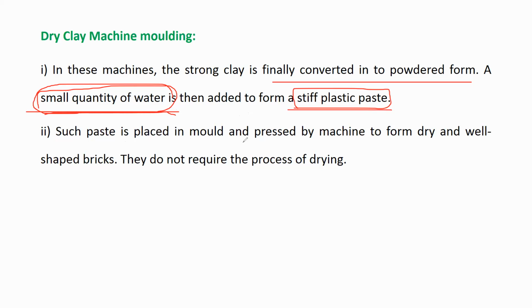Such paste is placed in the mold and pressed by machine to form dry and well-shaped bricks. They do not require the process of drying. So here, the stiff plastic paste will be placed into the mold, and then with the help of the machine, it will be pressed. Now here you will get a brick which is well shaped, and the process of drying is not required.